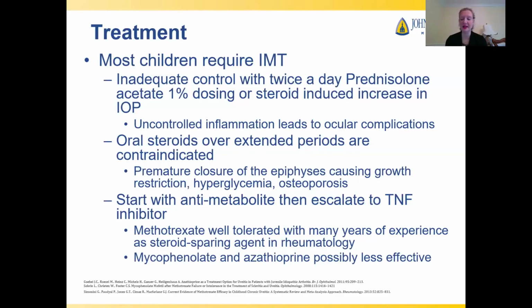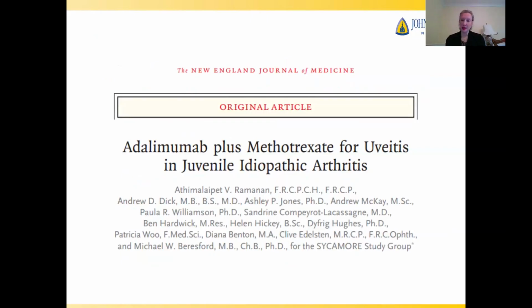Starting with an antimetabolite and then escalation to a TNF inhibitor is the usual ratcheting up approach that one would use, because we know methotrexate is well tolerated, with many years of experience as a steroid-sparing agent in rheumatology, and mycophenolate and azathioprine may be possibly less effective but have been used in the past. One of the really exciting times was when the New England Journal of Medicine and also the Lancet were publishing uveitis articles concurrently, within about a month of each other.